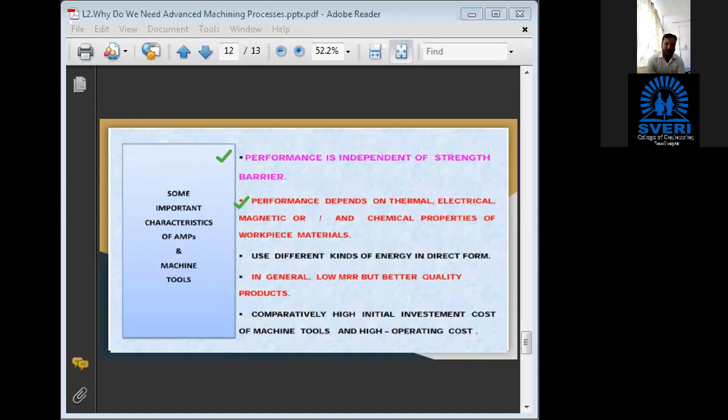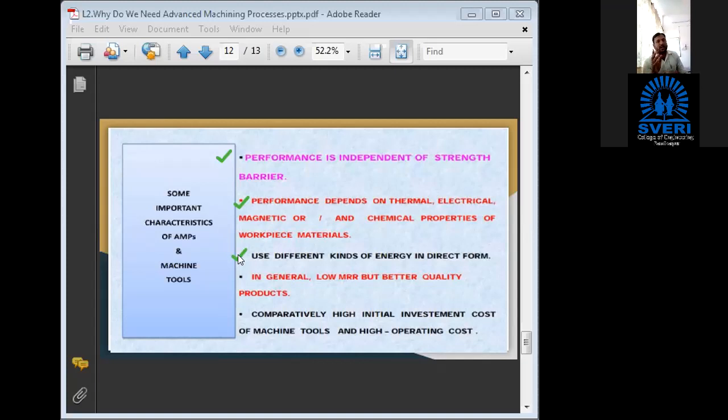Okay, so in general, what is the metal removal rate for the advanced machining processes? It has a low metal removal rate. But what quality will you get? Its quality is very good. So one more characteristic is that you will get a low metal removal rate. Now that doesn't mean all the processes have a low metal removal rate. Some processes have a low metal removal rate, some have a high metal removal rate also.